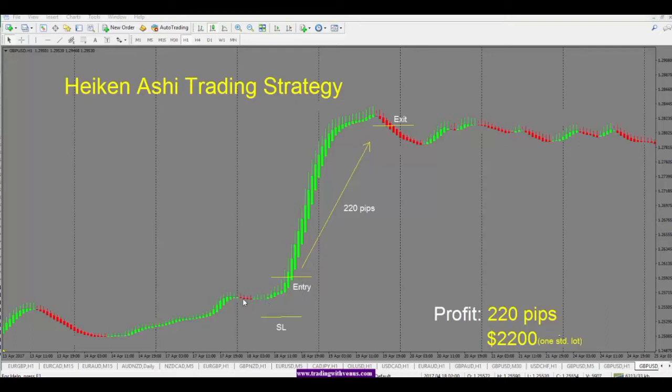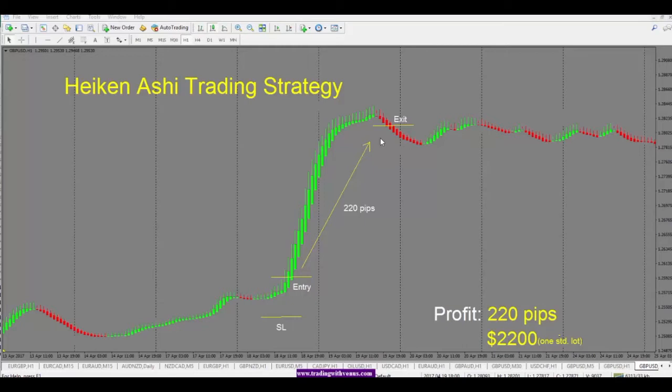Our stop would go below these candlesticks just to make sure we have some room for the trade to breathe in case price comes back. So we stay with the trade for as long as the price keeps moving higher here. And as we can see, our candlesticks are nice and large. And then we see that the price starts to taper off here and the candlesticks start to get smaller in size. So this means that the price doesn't have momentum anymore.